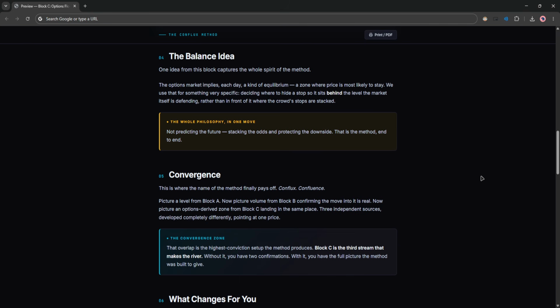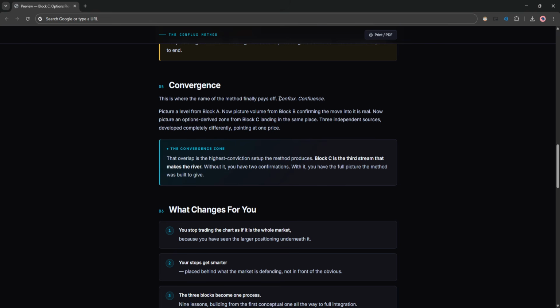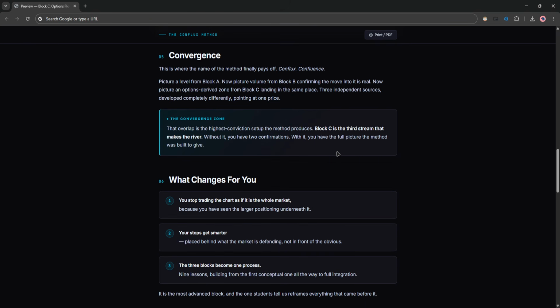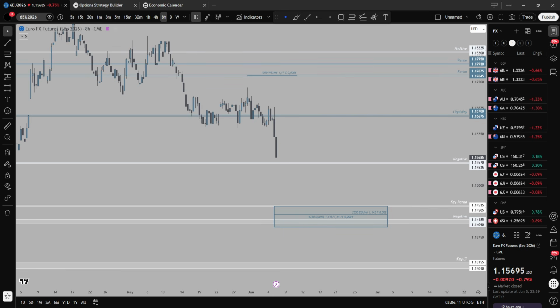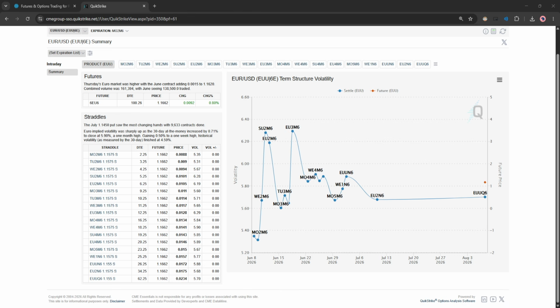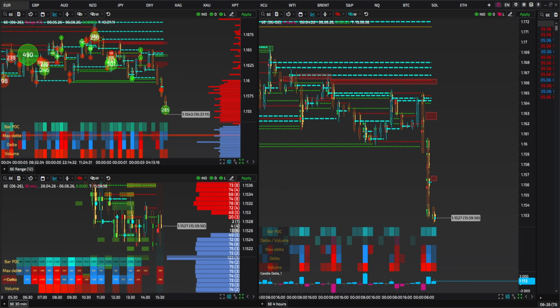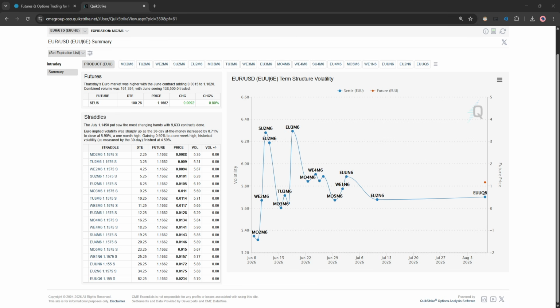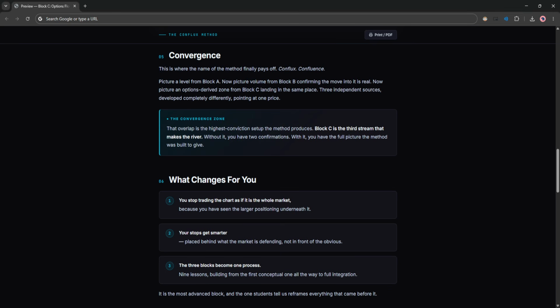And this is where the name of the method finally pays off. Conflux. Confluence. Picture a level from block A. Now picture volume from block B, confirming that the move into it is real. Now, picture an options-derived zone from block C, landing in the same place. Three independent sources, developed completely differently, pointing at one price. That overlap, we call it a convergent zone, is the highest conviction setup the method produces.